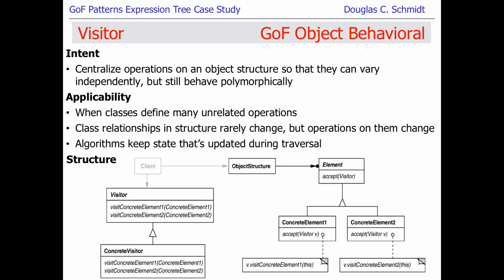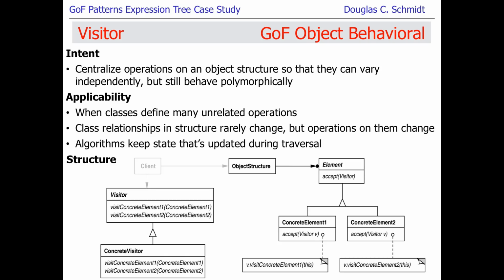So the best way to think about this is to look at a picture. So here's an object structure, right? And the idea is, imagine our composite structure here. The elements in the composite structure don't change a whole lot. So you've got things like add nodes and subtract nodes and multiply nodes and divide nodes, leaf nodes. Those things aren't going to change a whole lot. You might add a new node once in a blue moon, but it's not an everyday thing. So this is fairly stable.